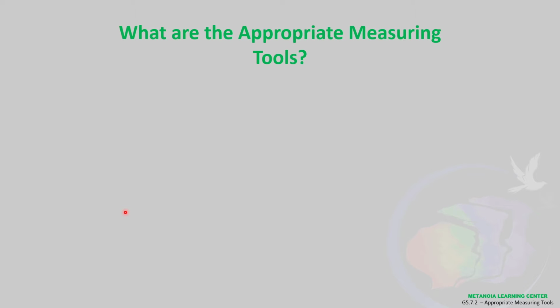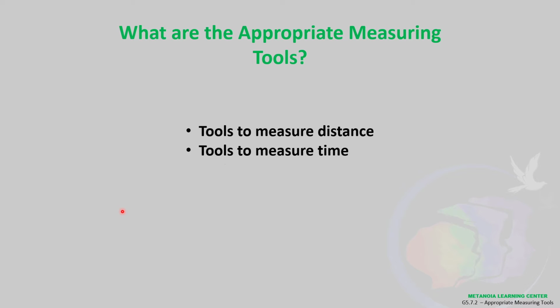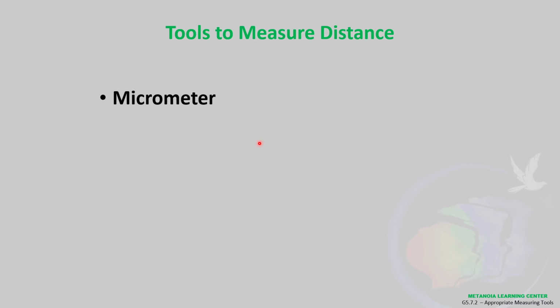Hello kids, today we are going to talk about appropriate measuring tools. So, what are the appropriate measuring tools? Tools to measure distance and tools to measure time. Okay, so tools to measure distance, we have a micrometer, ruler, meter stick, and odometer.